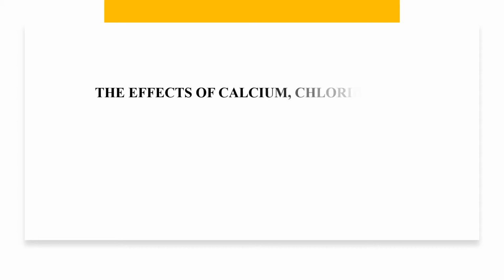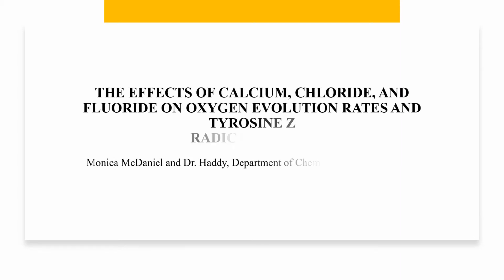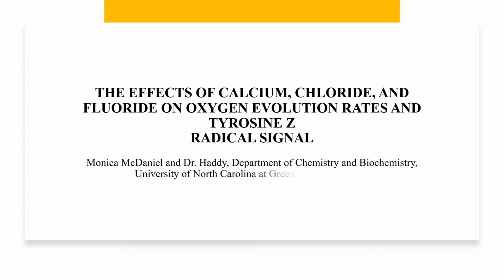Hello, my name is Monica McDaniel, and today I am going to talk about the effects of calcium, chloride, and fluoride on oxygen evolution rates and tyrosine Z radical signal. Photosystem II is a part of photosynthesis that produces oxygen. For this project, I worked with Dr. Haddy at the University of North Carolina at Greensboro.